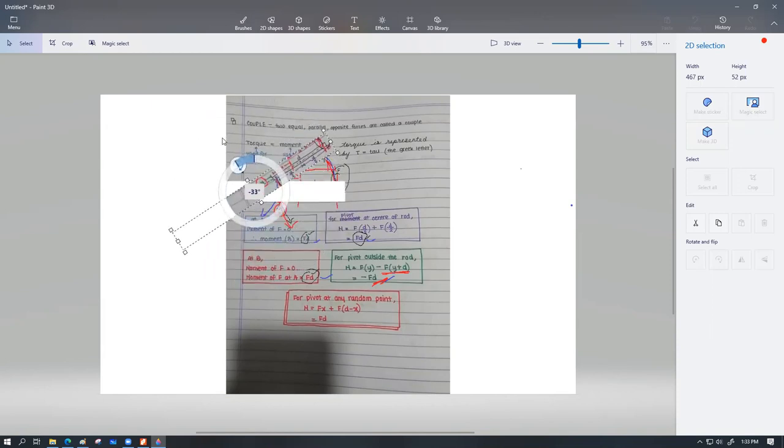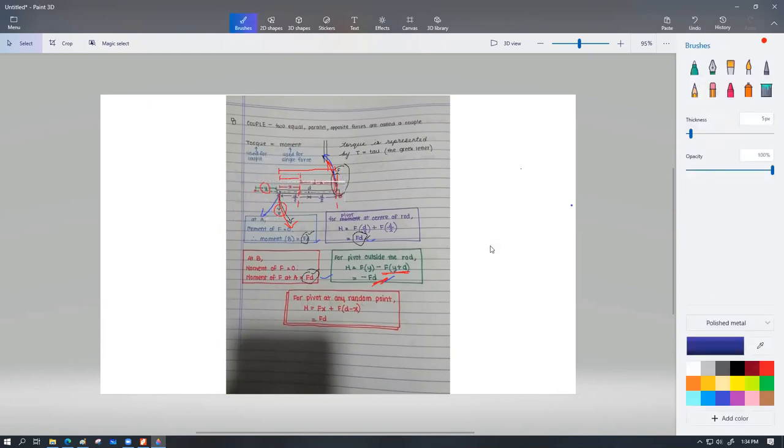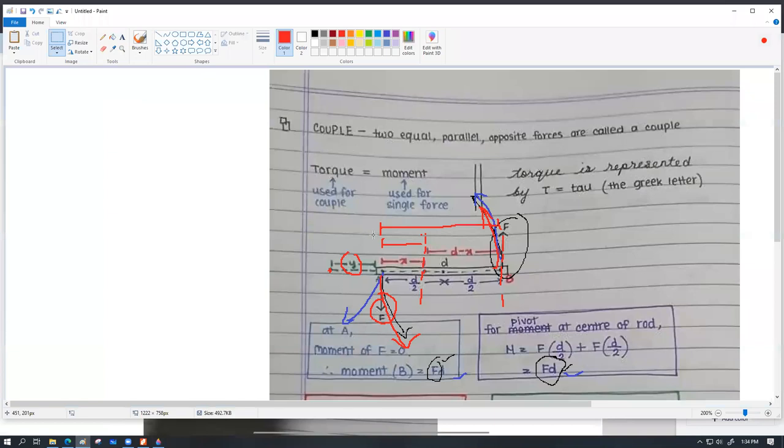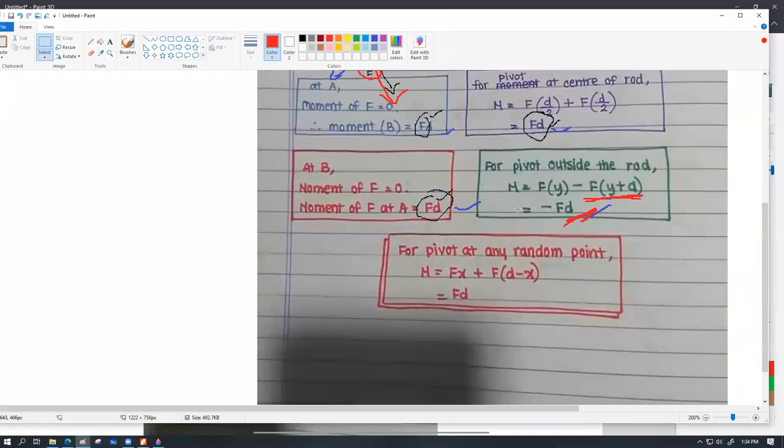So the position of the pivot doesn't have to be inside the object. It can be outside, and in that case, all that you are expected to do is to do the calculation accordingly. So you use the idea of force times perpendicular distance, and depending on the direction of the moment, you add or subtract them accordingly.